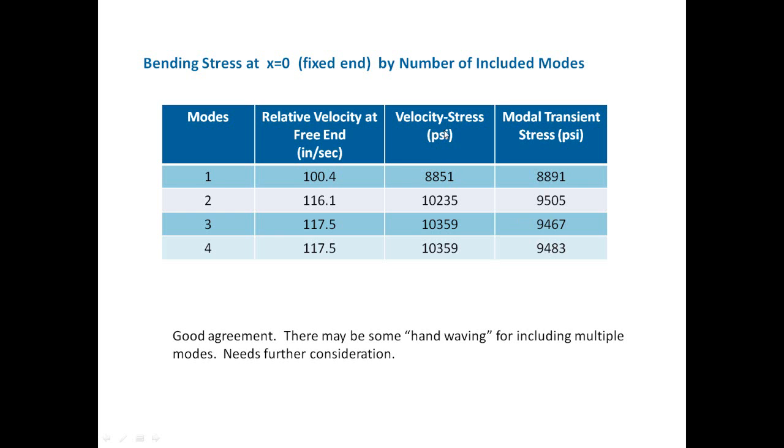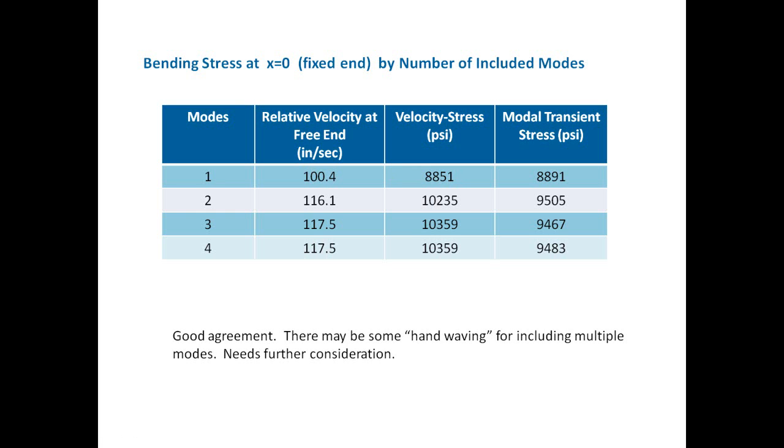And these velocity stress values here, once we know what the velocities are from this column here, we don't need to take the second derivative. We don't need to calculate the bending moment. We just directly calculate the velocity stress from this column using those material and geometry coefficients that I showed you on a previous slide.